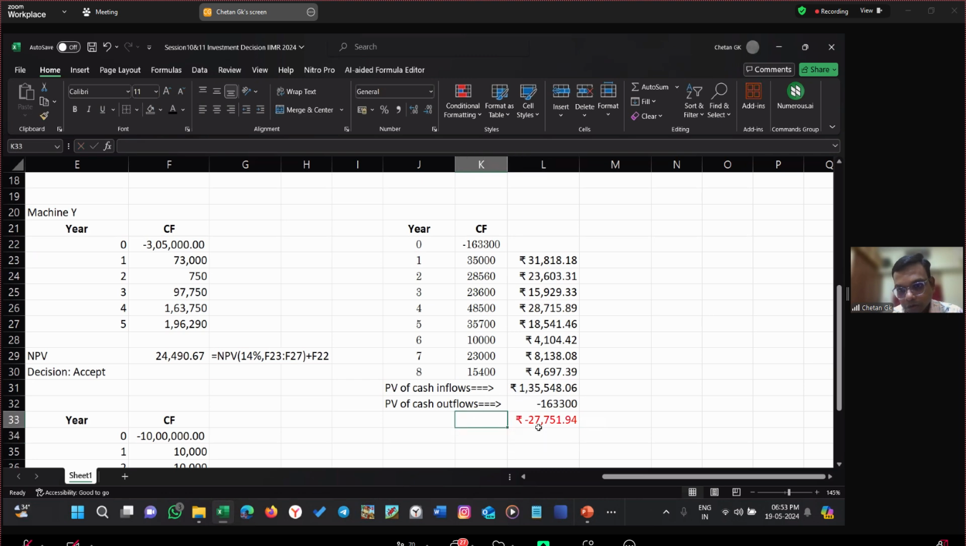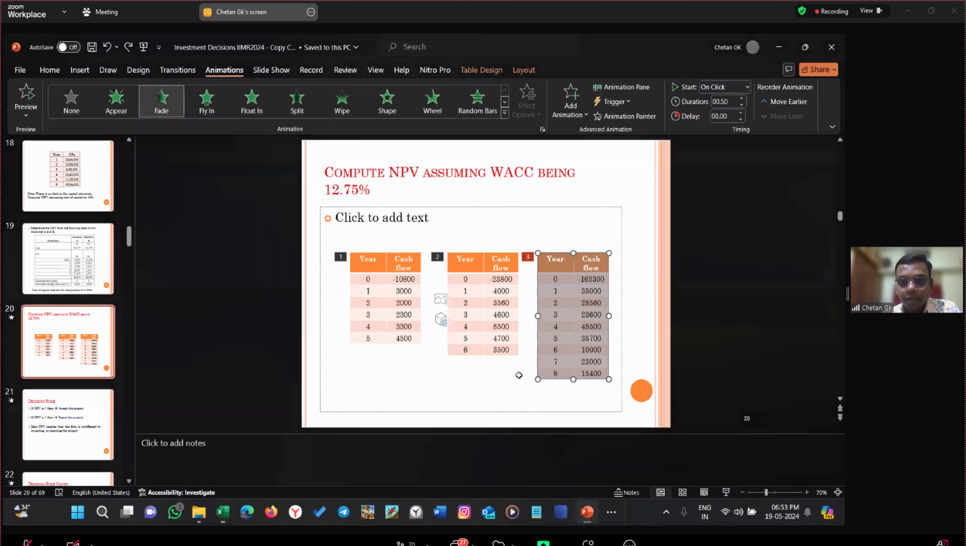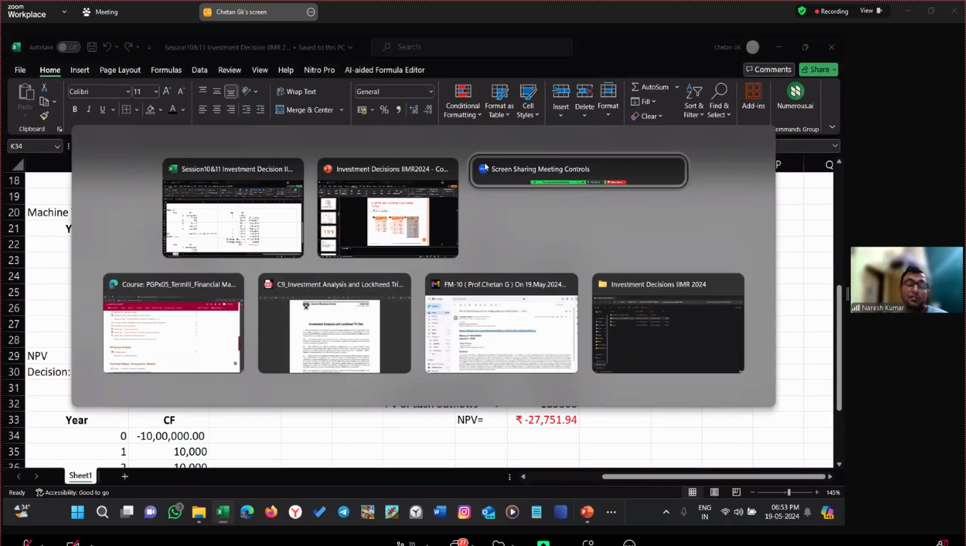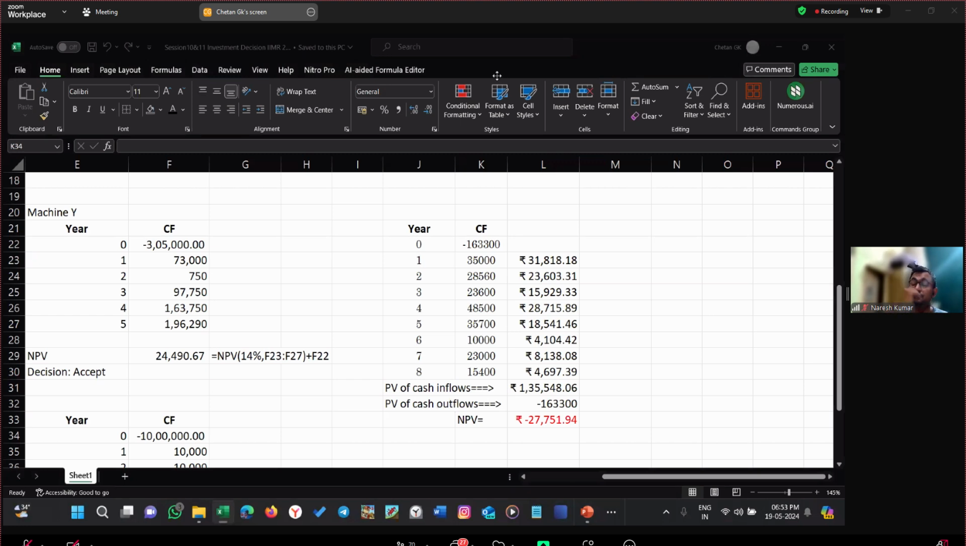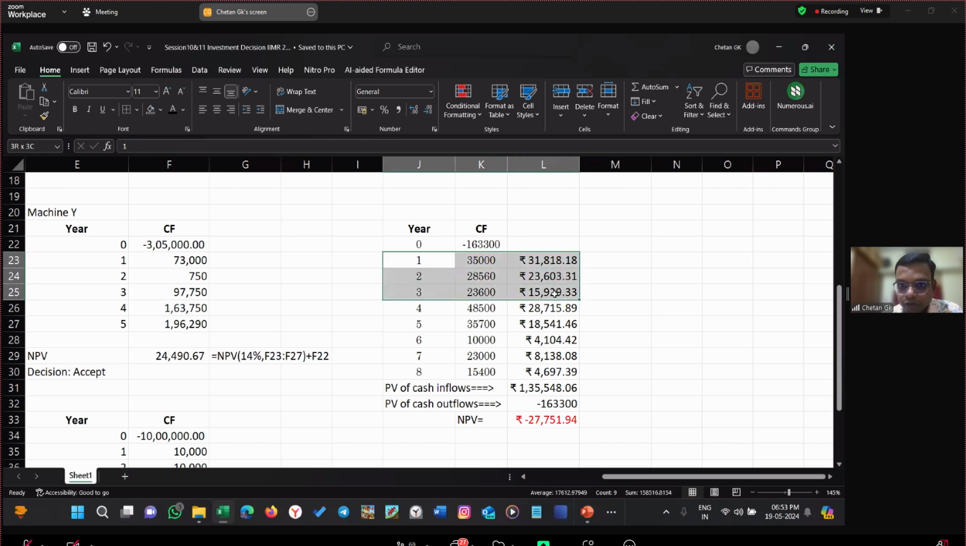So NPV is equal to minus 27,000 and odd. So we should reject the project. Is it clear now how to do it? Yes, sir. But the only thing is, for every 5 years you should assume what your discount rate should be. Computing that is actually again a challenge. Okay, so keep that also in mind.